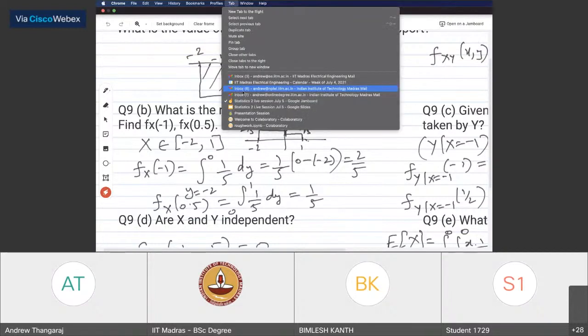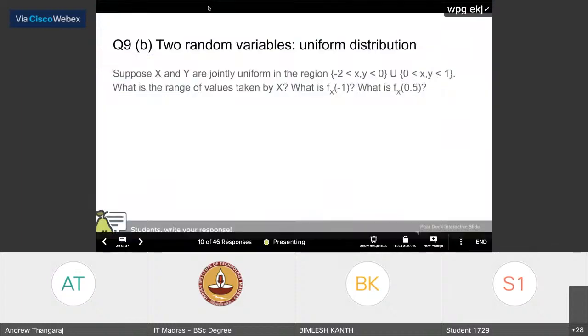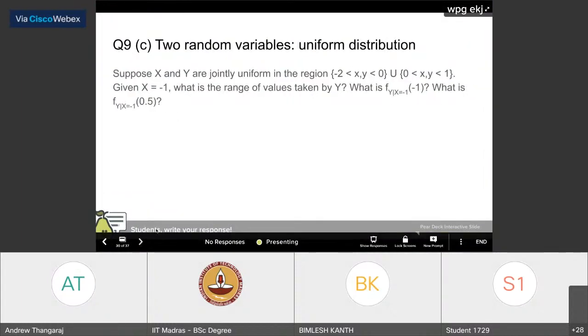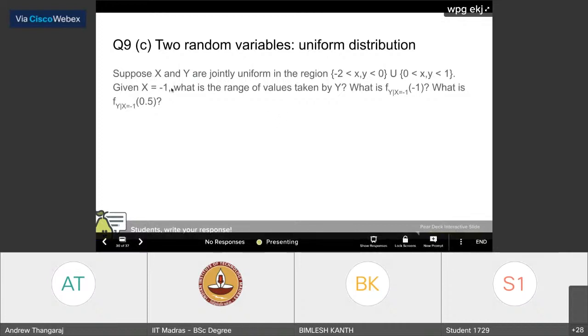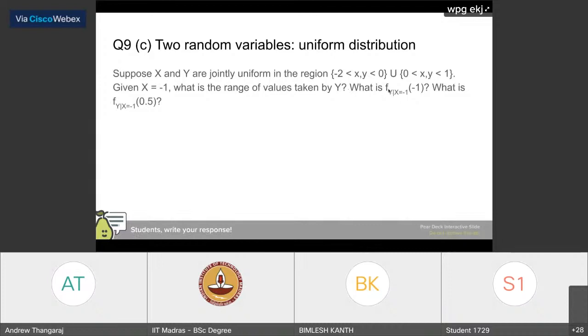Okay. So there can be a similar question asked to last time. So the conditional PDF. So now look at this. This is the next question. Given X is -1, what is the range of values taken by Y? And what is the conditional PDF of Y given X is equal to -1, at -1? Same thing at 0.5. Given X equal to -1.